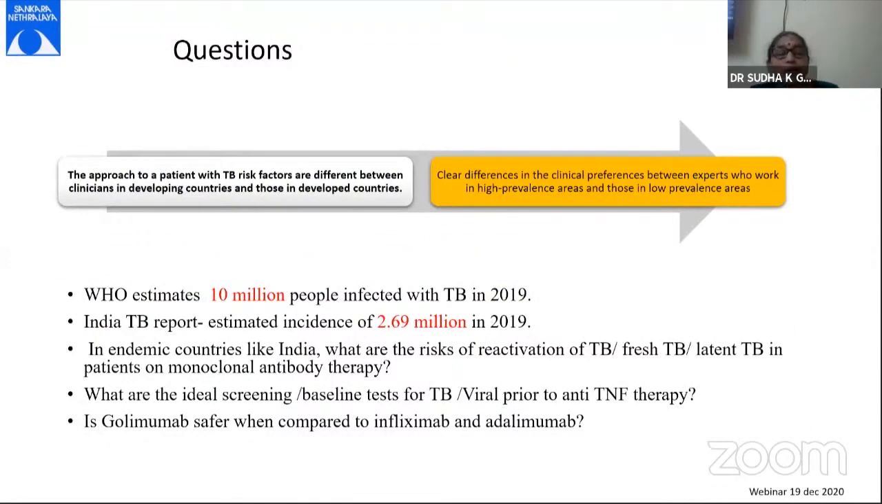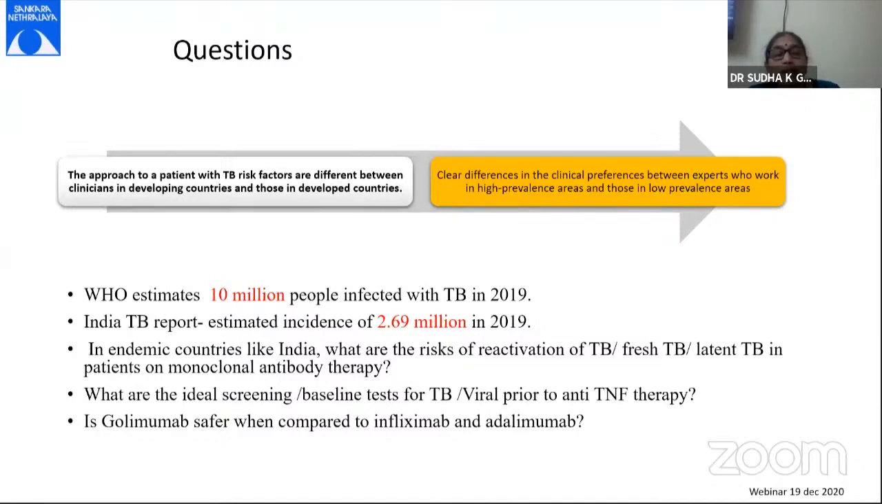So I have some questions for both Dr. Ramanan as well as Dr. Kaushik. The approach to a patient with TB risk factors is different between clinicians in developing countries and those in developed countries. There are clear differences in the clinical preferences between experts who work in high prevalence areas as compared to those in low prevalence areas. WHO estimates 10 million people infected with TB in 2019, and in India, the estimate is around 2.69 million. In endemic countries like India, what are the risks of either a reactivation of TB, a fresh TB, or a latent TB in patients on monoclonal antibody therapy?